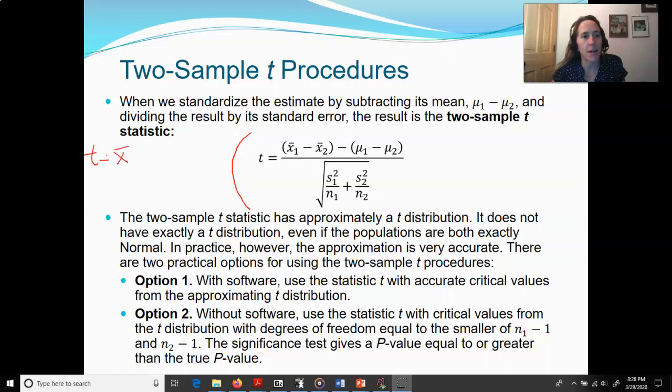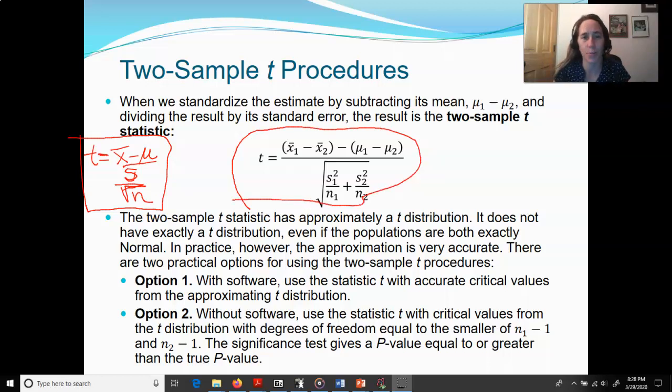we had our t statistic, and we did x bar minus the mean over s divided by the square root of n. Okay, I'm just taking a minute to show this because we have a new formula and it looks really scary, but it's not really scary, I promise. If you just follow all the rules of this, you'll be fine.